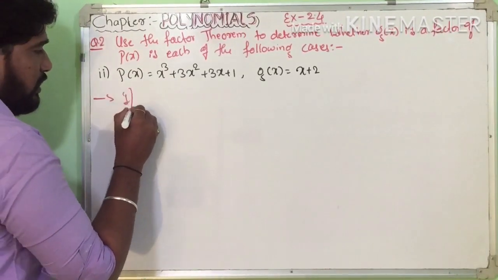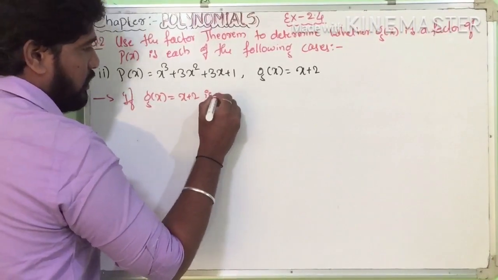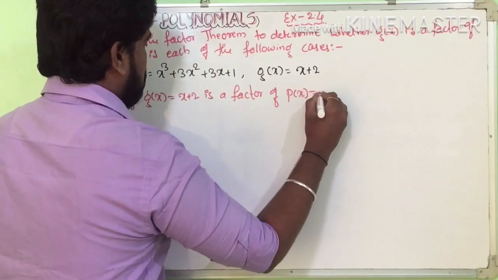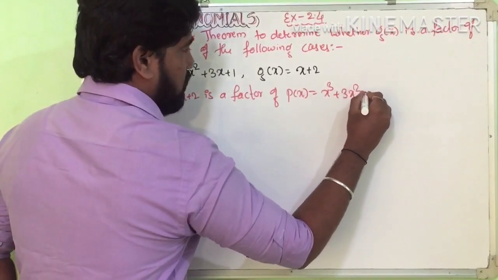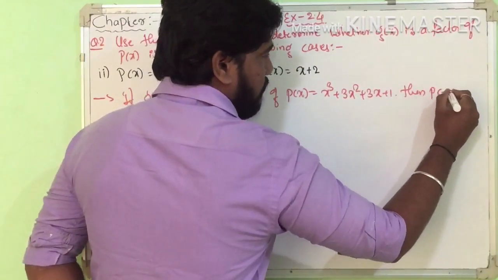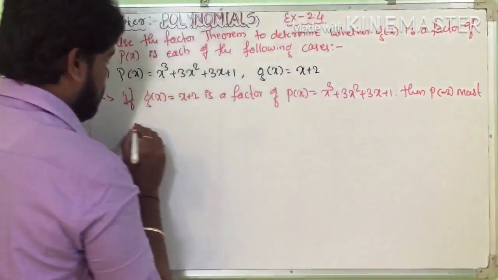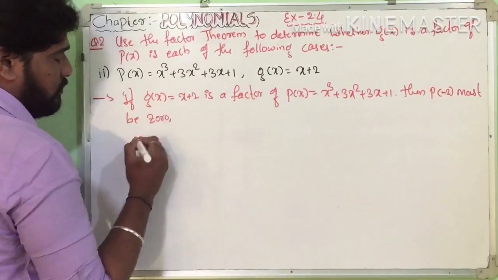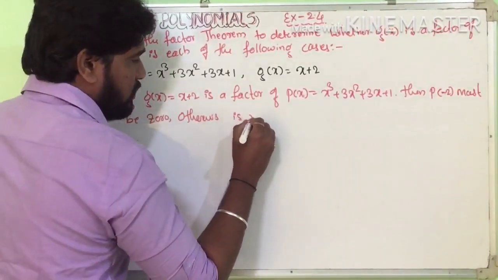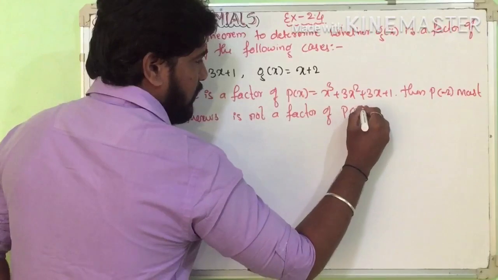So first write down, if g of x is equal to x plus 2 is a factor of p of x, that is x cube plus 3x square plus 3x plus 1, then p of minus 2 must be 0. Otherwise it is not a factor of p of x. Is it clear?